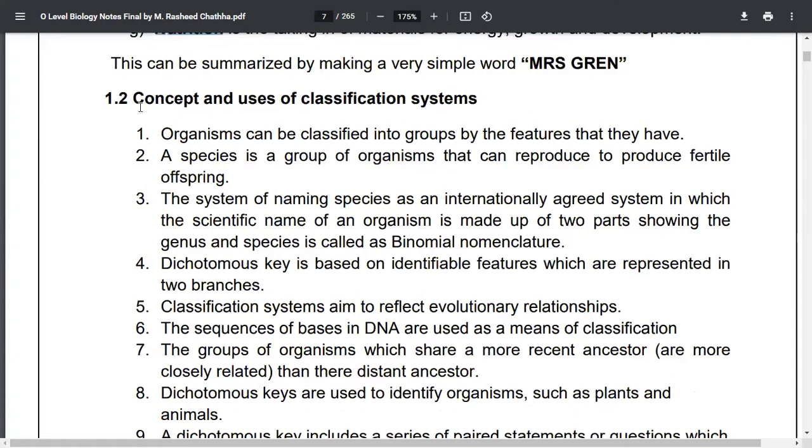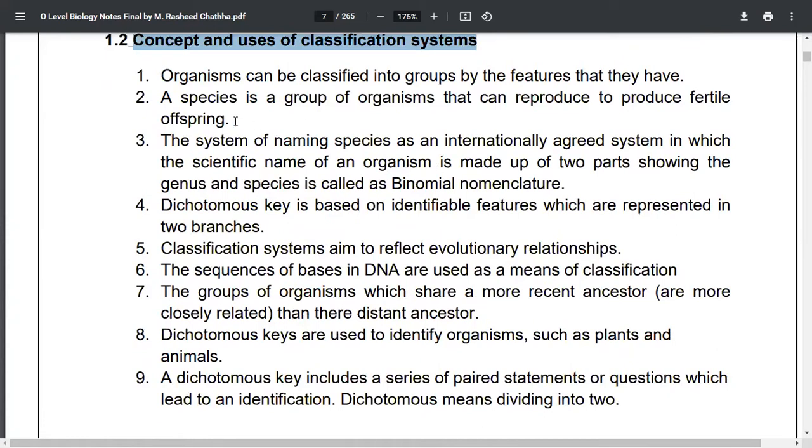The next topic is the concept and uses of classification systems. Organisms can be classified into groups by the features they have. A species is a group of organisms that can reproduce to produce fertile offspring. The internationally agreed system of naming species, in which the scientific name of an organism is made up of two parts showing the genus and species, is called binomial nomenclature.